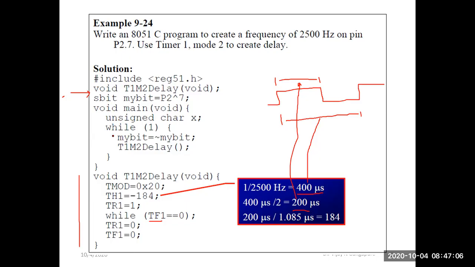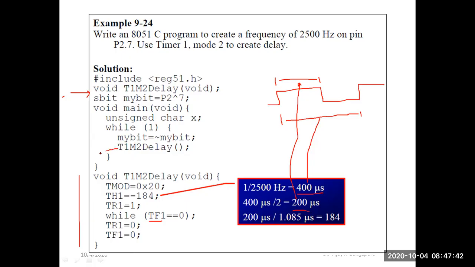Okay, then this is the main function, void main(void), unsigned char x. I am declaring x as an unsigned char type variable, and then this is an infinite while loop. Continuously the statements in the loop will be executed. In between the opening and closing braces, there are two statements. So mybit = ~mybit, which is just an inversion or NOT operation on mybit. Mybit is pin number 7 of port 2, so if previously it was 0, it will become 1. If previously it was 1, it will become 0. Then I am calling the t1m2delay function.